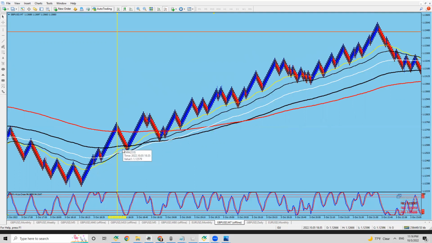The rules: yellow needs to be above the black, the adjacent black. See this white, black, and yellow? These three have to flip to the other side. Okay, they are aligned to the downside. Now for a long, they have to flip to the other side. So right here, they are not completely flipped.